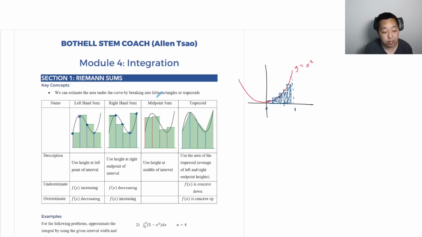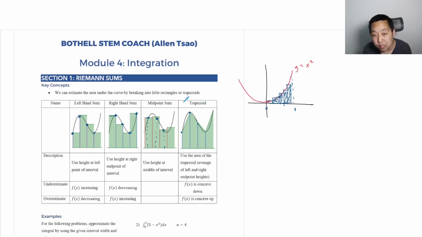Or there's a midpoint sum, where, suppose I'm trying to create a rectangle in this interval, to estimate the area, I don't want to use the left or the right, I'm going to use the value in between. I'm going to use the height right there in between and make a rectangle like that. The last one is the trapezoid, where we don't make rectangles at all. I'm going to make a shape where I connect the endpoints in an interval, and then construct the area of those trapezoid shapes. So this is the only one where we don't use rectangles.